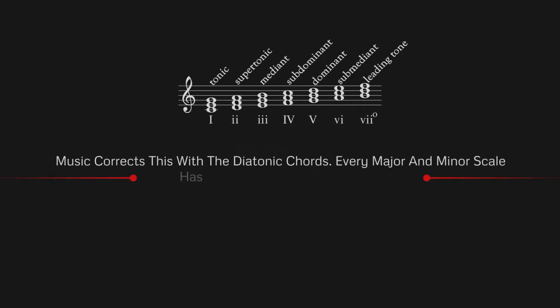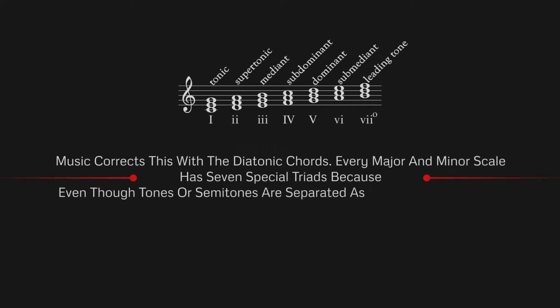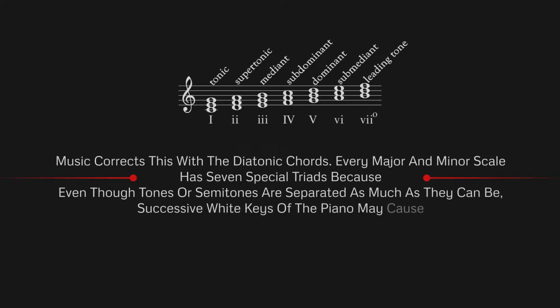Every major and minor scale has 7 special triads, because even though tones or semitones are separated as much as they can be, successive white keys of the piano may cause terribly dissonant and therefore impractical sounds.